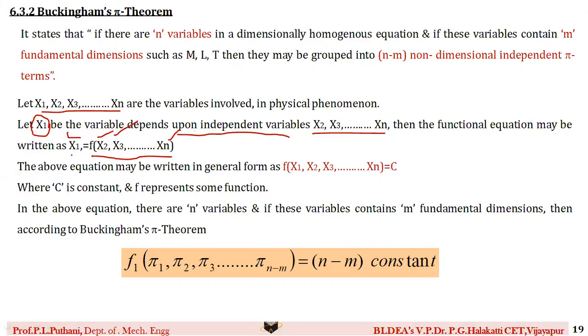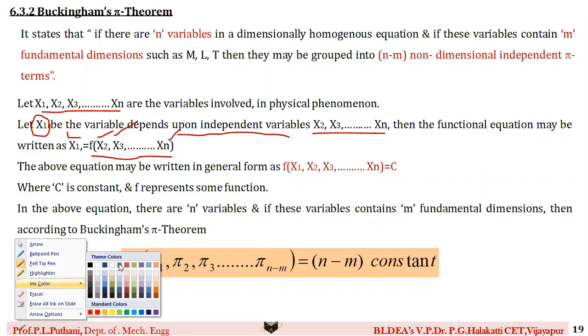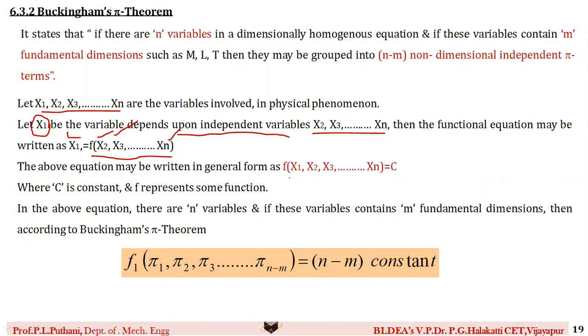But even if in the problem you don't know which is a dependent or independent variable, then in a generalized form we write this equation as a function of the dependent and independent variables together, f of x1, x2, x3, so on to xn is equal to c, where c is a constant term and f is the function representing both dependent and independent variables together.